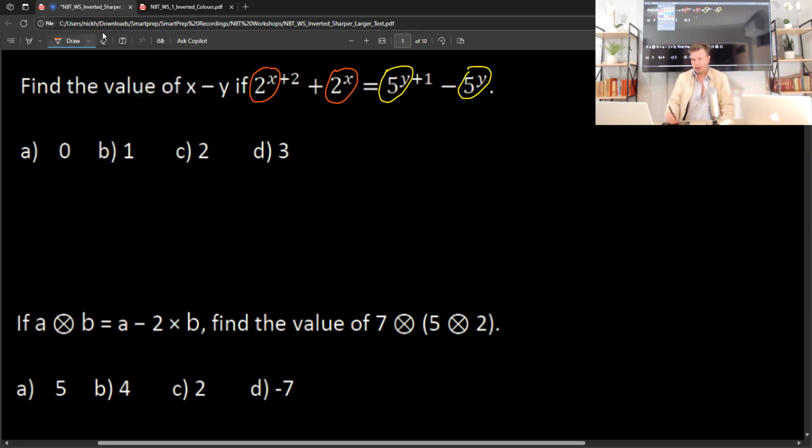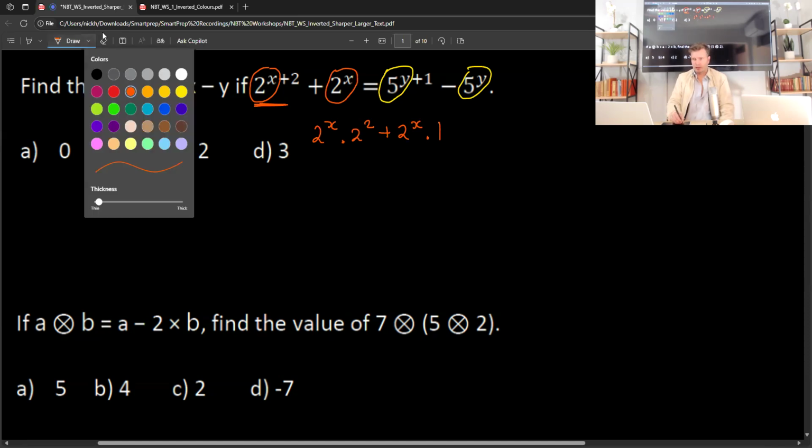So 2^x multiplied by 2 squared. What I'm doing is breaking the 2^(x+2) into this. If I was doing it under time pressure, I would probably just take the 2^x and write 2 squared plus 1. But I just want to show you guys who are not too familiar with this that that's what you would do with the left-hand side, and you would do the same sort of thing for the right-hand side.